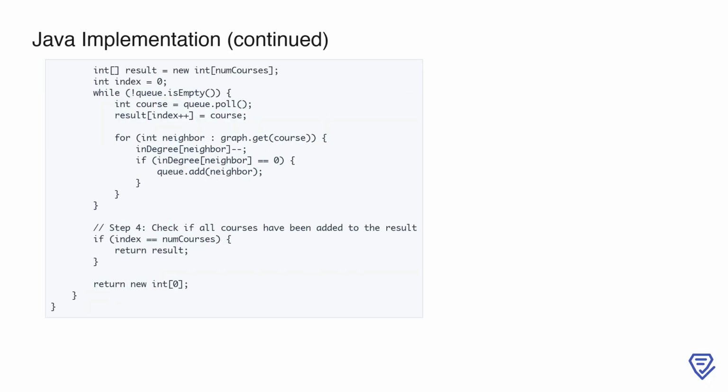Next, we process the courses in the queue. We initialize a result array to store the order of courses and an index variable to keep track of our position in the result array. While the queue is not empty, we dequeue a course, add it to the result array, and decrement the indegree of its neighbors in the graph. If any of these neighbors now have an indegree of 0, they are added to the queue since their dependencies have been resolved. Finally, after processing all courses, we check if the result array contains all numCourses courses. If it does, we return the result. Otherwise, if there was a cycle and not all courses could be completed, we return an empty array.